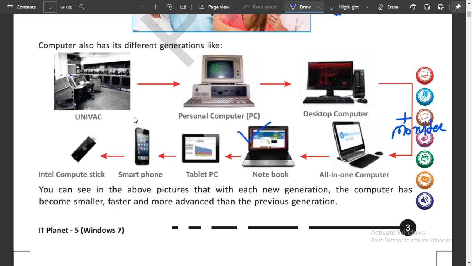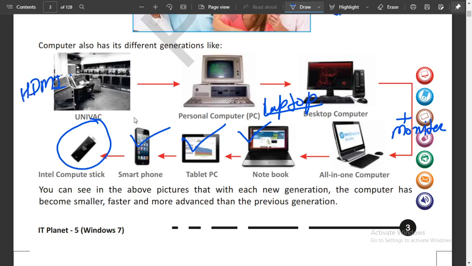The notebook, like your laptop, is also called notebook, and then tablet PC, a smartphone that you are using, and Intel computer stick. It is a stick that can convert any HDMI port system. It means that if you have any display which supports HDMI port, then you can convert this screen to a smart device like a computer. Okay.